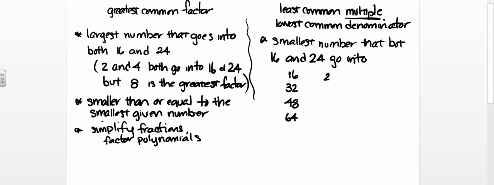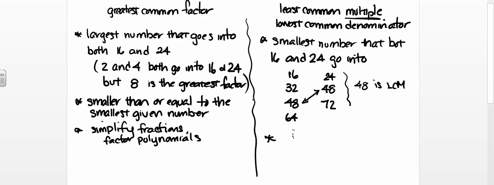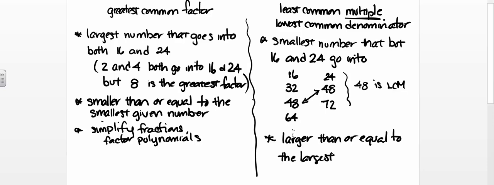If I did the same thing with my 24, if I double that, I get 48. And then I add another 24 to that and I get 72. And I can keep going and they'll meet up again. But the first number where they meet up is 48. So that means that 48 is the least common multiple. Again, as a sanity check, they're going to meet up again at 96, but 48 is the least common multiple. And in general, your least common multiple is going to be larger than or equal to the largest number given, because we're talking about multiples again.